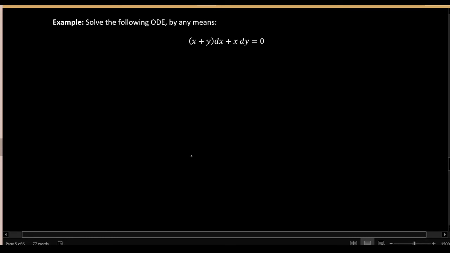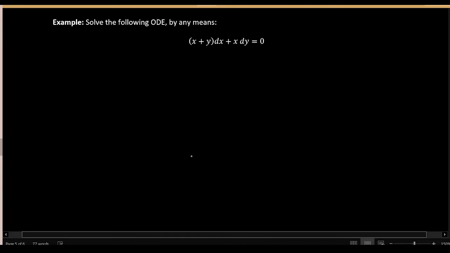Let's do one more example. Solve the following ODE by any means. x plus y times dx plus x times dy equals 0. Now if you're on an exam or you're in the wild somewhere looking at an ODE, you don't really know at the beginning of the problem what method is best to use. And in certain situations, it's possible to use more than one method to solve an ODE.